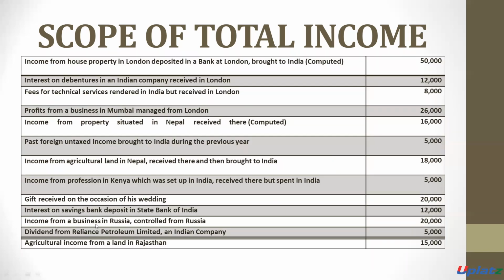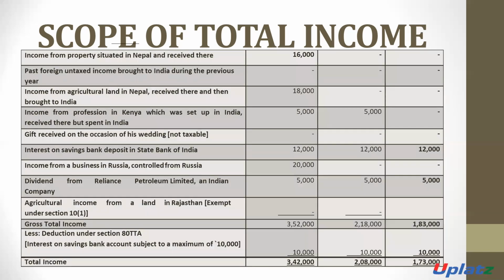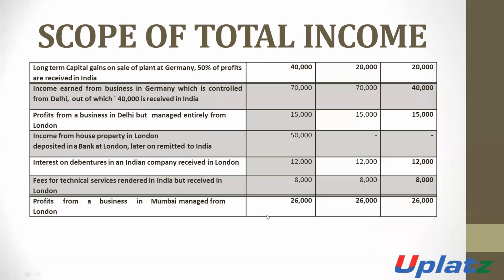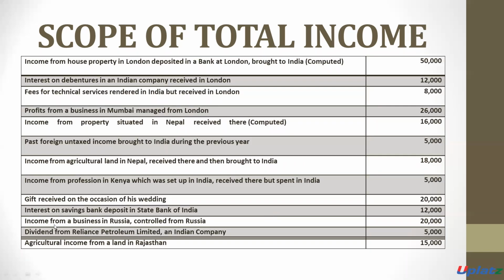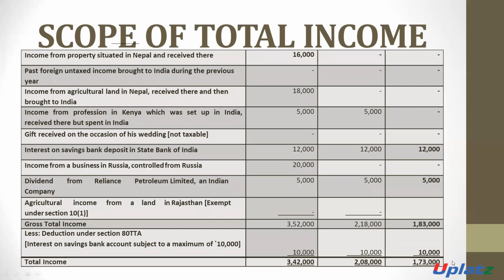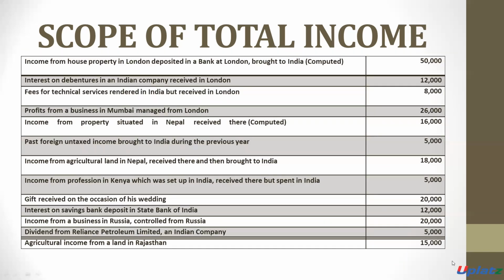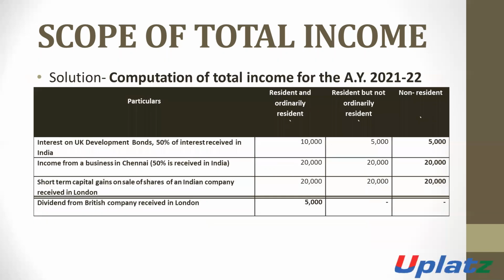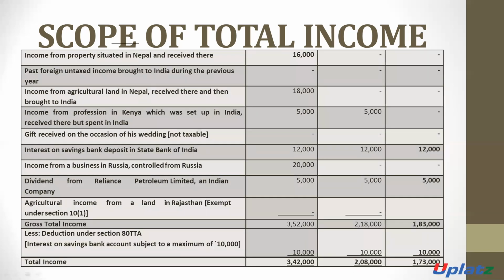12,000. Income from business in Russia, controlled from Russia, it will be taxable only in the case of resident who is ordinary resident. In other two cases, it will not be taxable. And the next is dividend from Reliance. It will be taxable in all three cases. And the next is agriculture income. Agriculture income is not taxable in India, so it will be fully exempted.